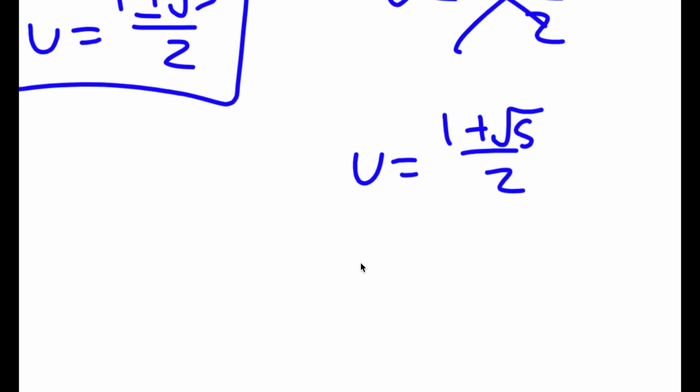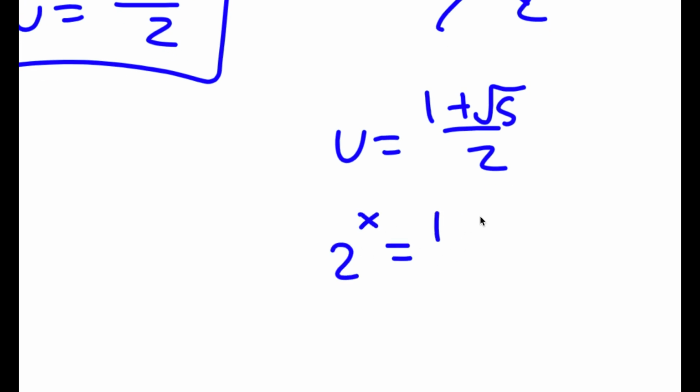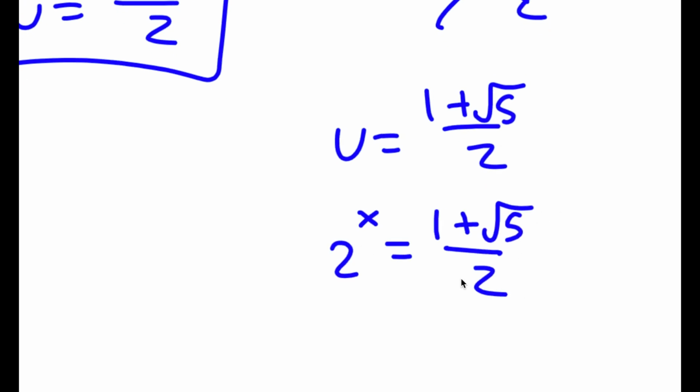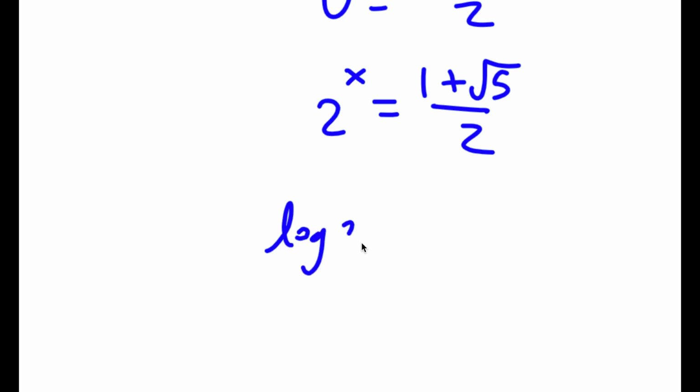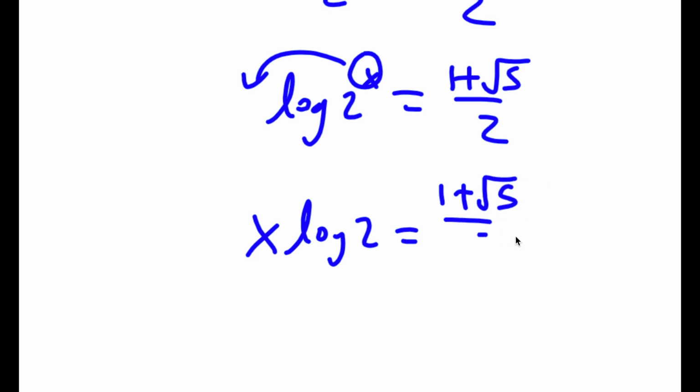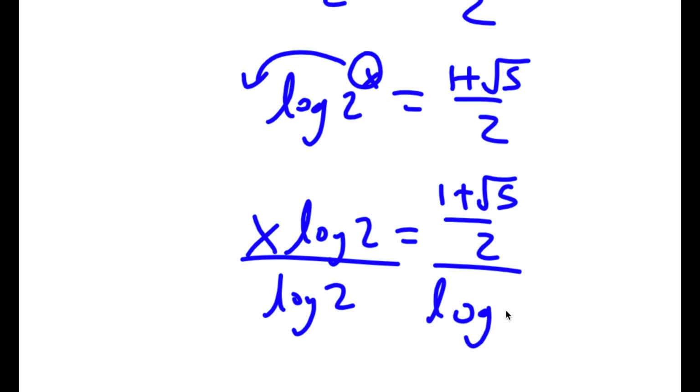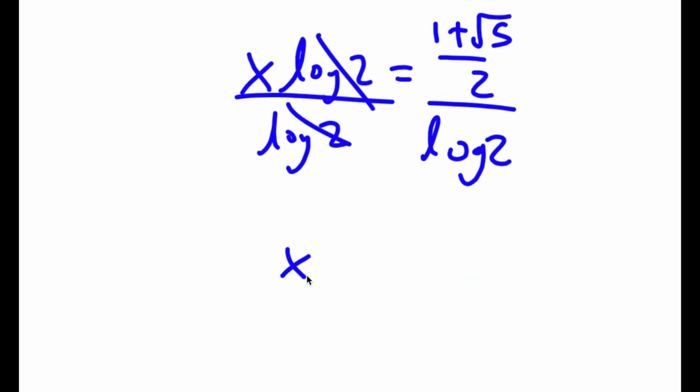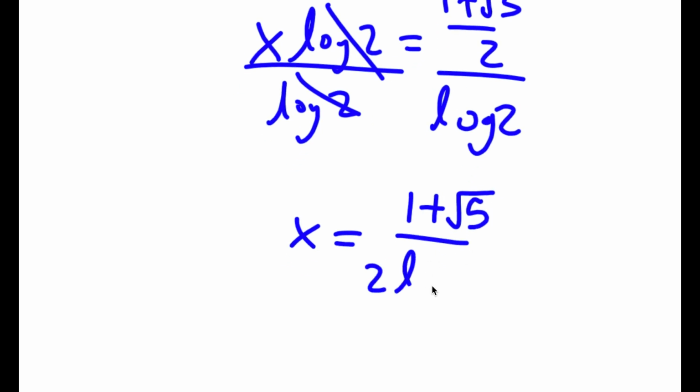And for this, I have 2 to the power of x is equal to 1 plus the square root of 5 over 2. I can take the log on both sides, so I get log 2 to the power of x is equal to 1 plus the square root of 5 over 2. So I can move this to the front, and I get x times log 2 is equal to 1 plus the square root of 5 over 2. So if I divide both sides by log 2, these two cancel out, and I get x is equal to 1 plus the square root of 5 over 2 log 2.